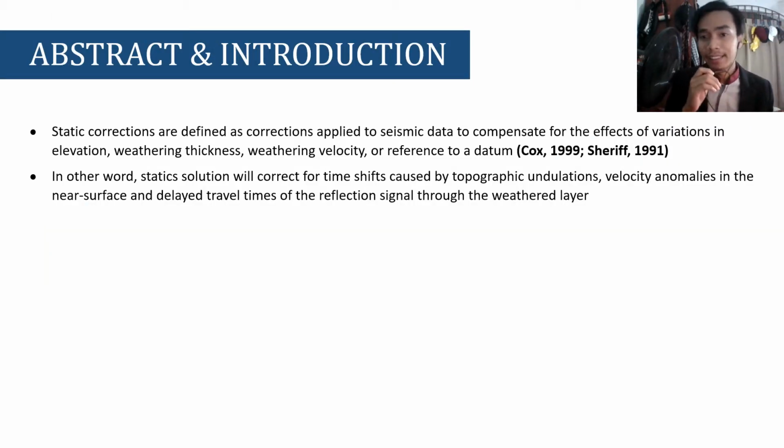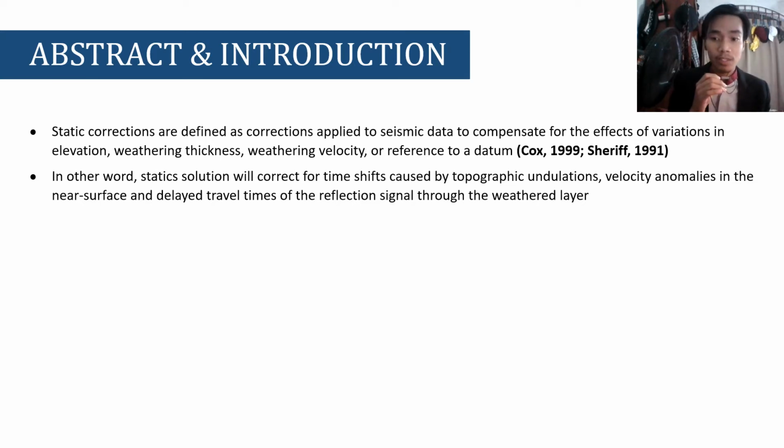Cox 1999 and Sheriff 1991 defined static correction as corrections applied to the seismic data to compensate for the effects of variation in elevation, weathering thickness, weathering velocity, or a reference to a datum. In other words, static correction will correct the time shift caused by topographic undulation, velocity anomalies in the near surface, and delay in travel time of the reflection signal through the weathered layer.